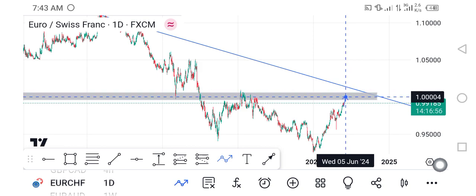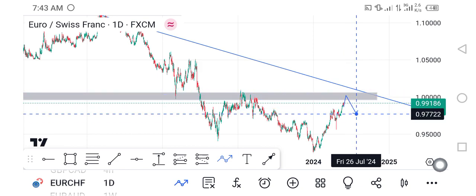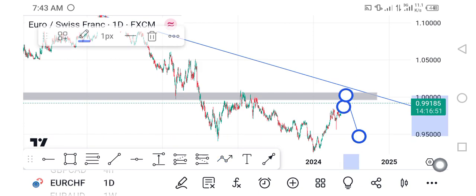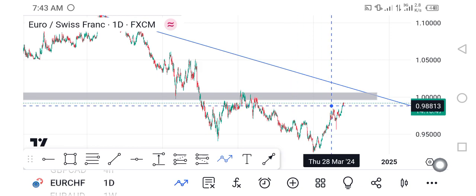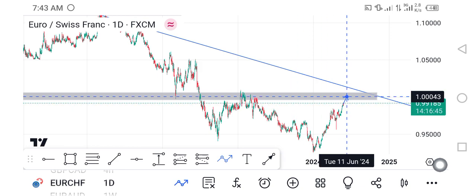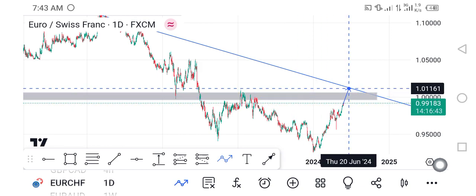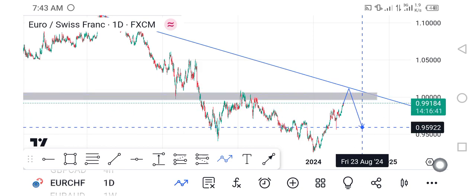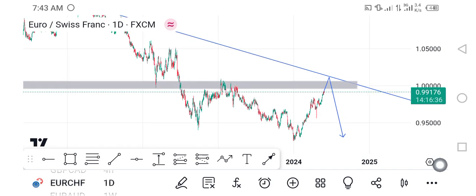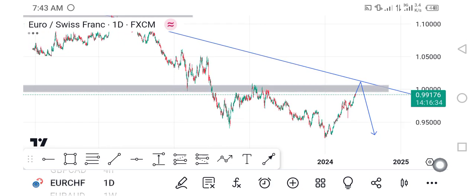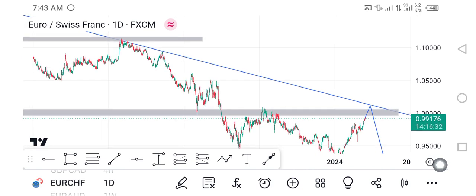Is it that the market gets in touch with this key level and then makes a move to the downside, or the market will have to do something of this nature, trade above this key level and then get in touch with the trend line and then reverse to the downside? So that is our bias for EURCHF.